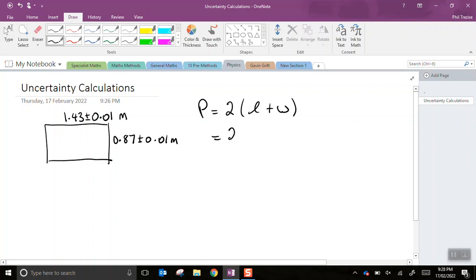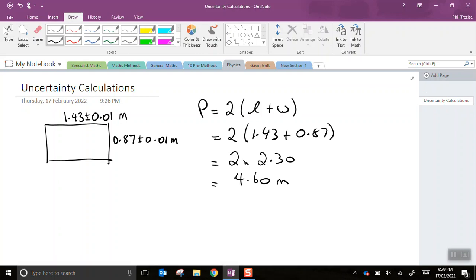Straightforward enough. And we have 1.43 plus 0.87. Now that's going to be 2 by, that's 2.30, and that comes to 4.60 metres. However, I'm really interested to know the uncertainty in this.